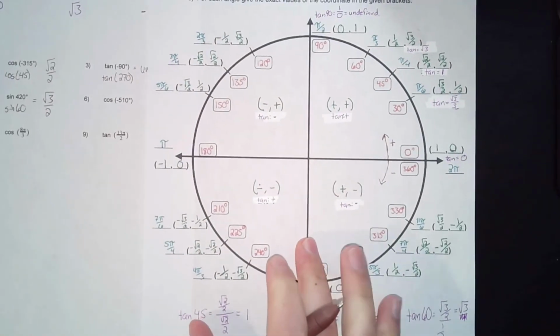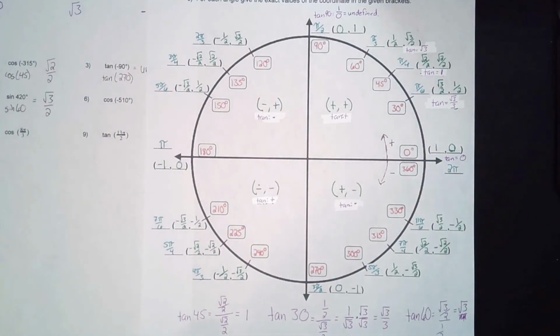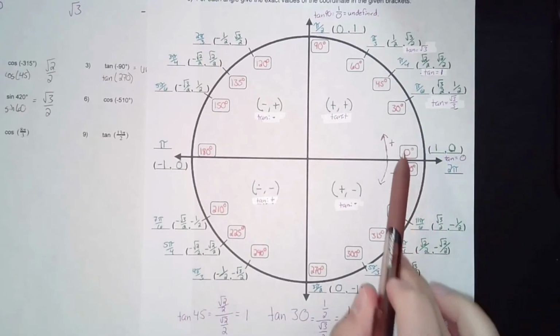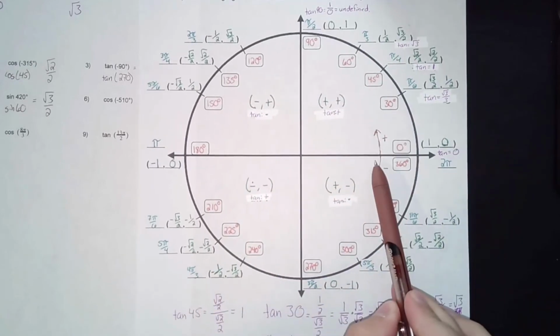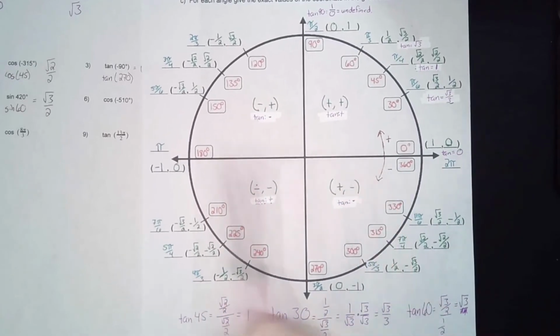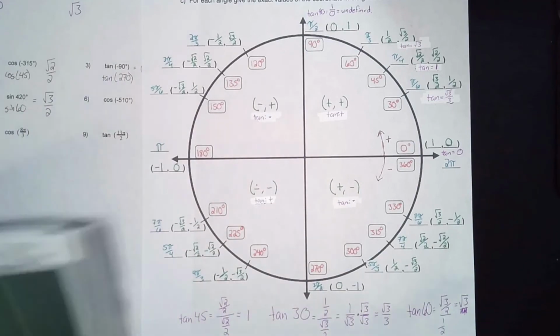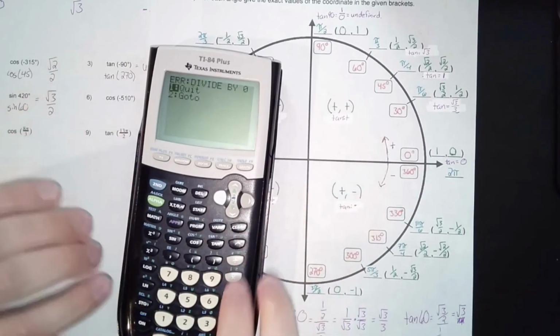And final one here, cosine of negative 510. Now I'm going negative, but I'm going more than 360. So I know I would go my full 360 around, and then I would have to figure out what I have left. Now this is going to start to get a little confusing, so I'm going to actually grab a calculator here.